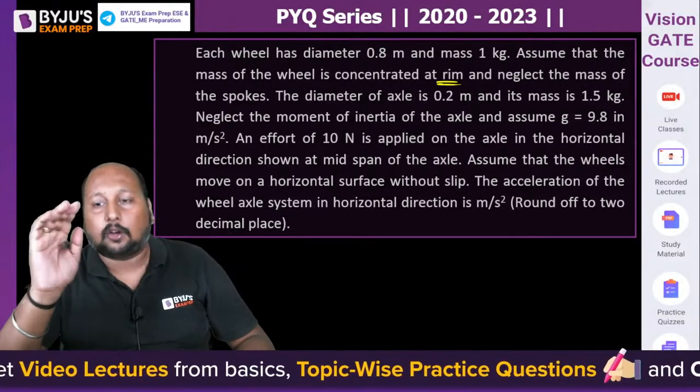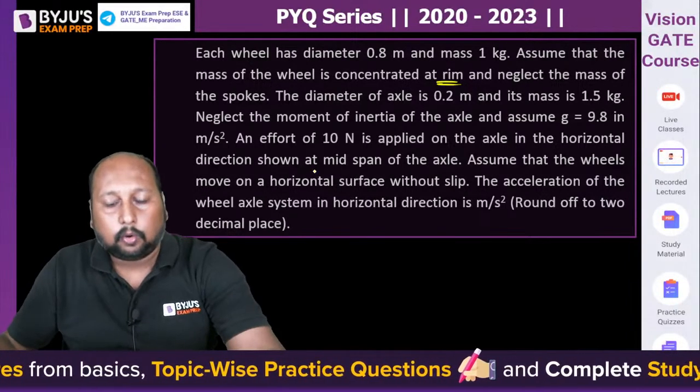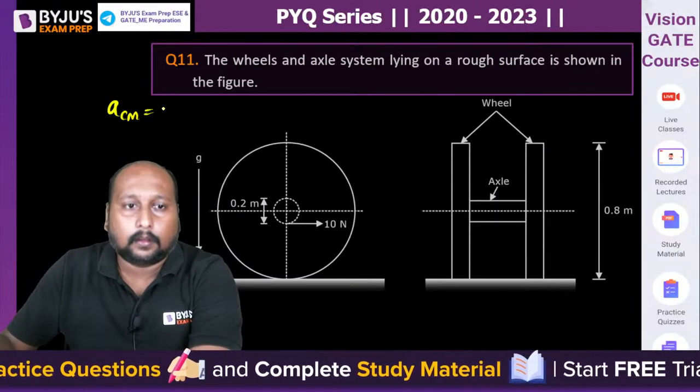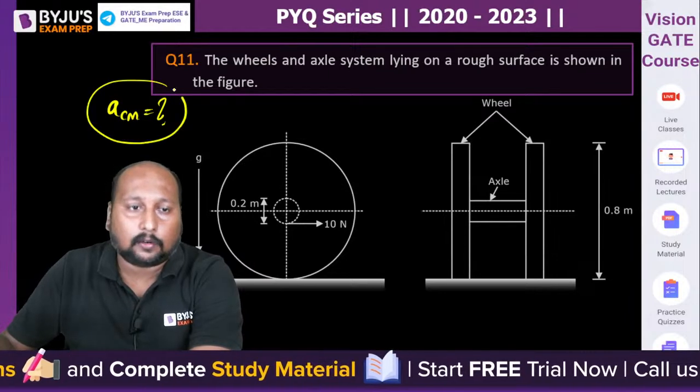Find the acceleration of the wheel axle in the horizontal direction. Okay, you have to tell me what is the acceleration of this particular wheel. Chaliye, try कीजिए.